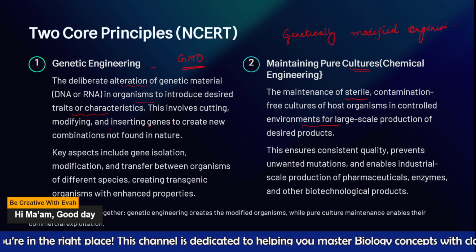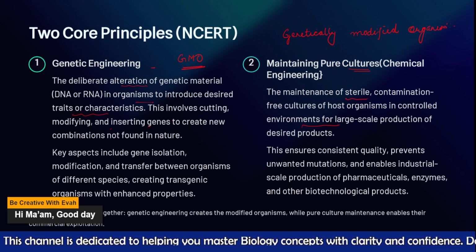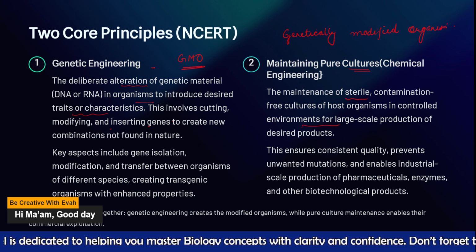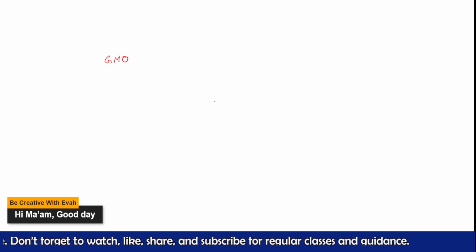So these principles work together, which results in the production of desirable products, right? So in biotechnology, before going to the actual topic, we have to learn some terms. Okay. So first, as I already said, it is genetically modified organism. Another term you need to remember is vector.